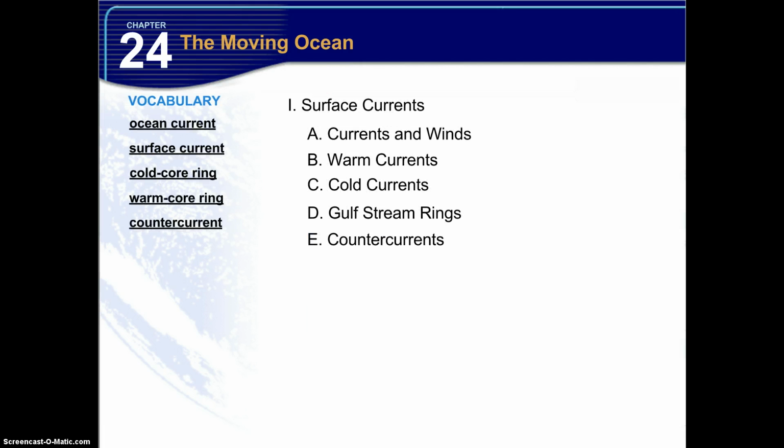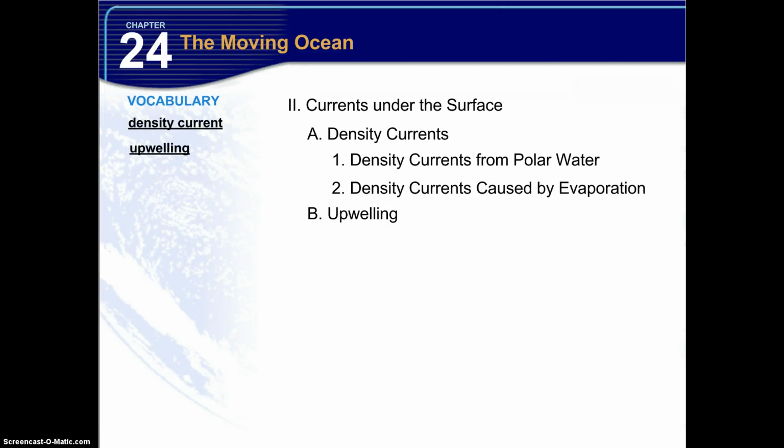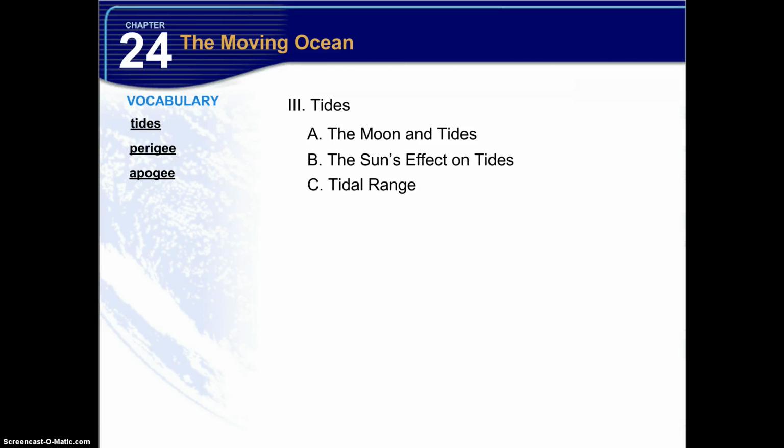Now, overviewing chapter 24, the first section we did was surface currents: currents and winds, warm currents, cold currents, Gulf Stream rings, and countercurrents. Then we went into currents under the surface, density currents from polar water, and density currents caused by evaporation. We also talked about upwelling. And then tides: the moon and tides, the sun's effect on tides, and tidal range. That's it for chapter 24.